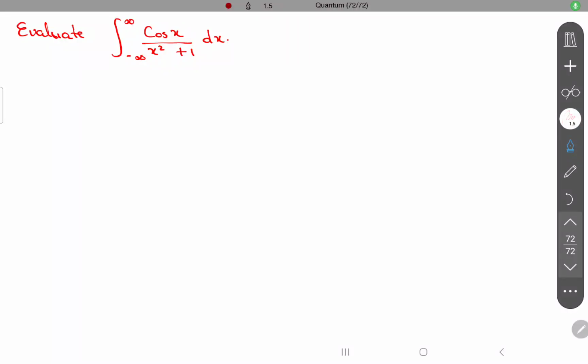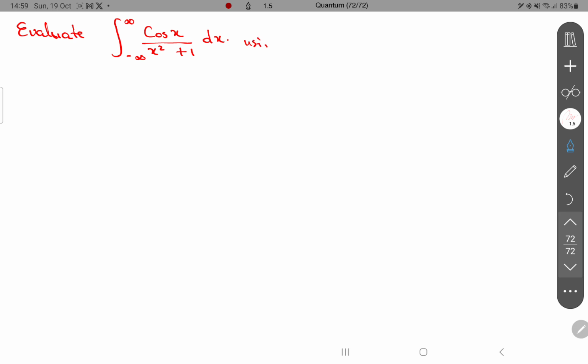Going to do the evaluation of an integral that is a little bit complicated, but it's doable. So we have this integral from negative infinity to infinity of cos x dx over x squared plus 1. So we are going to use complex analysis to solve this.